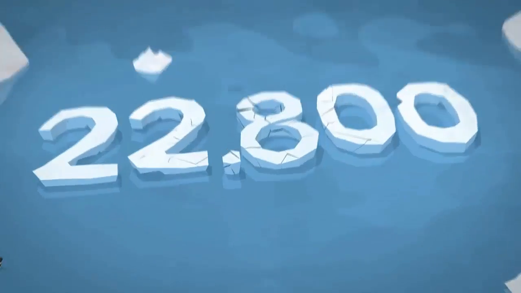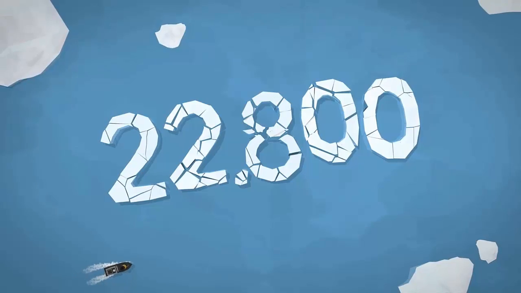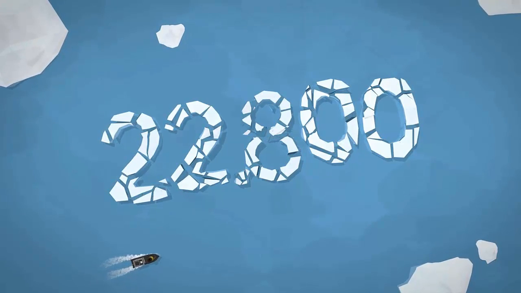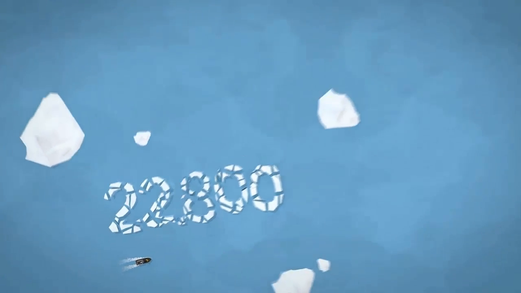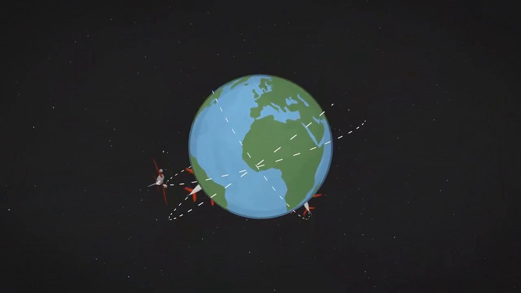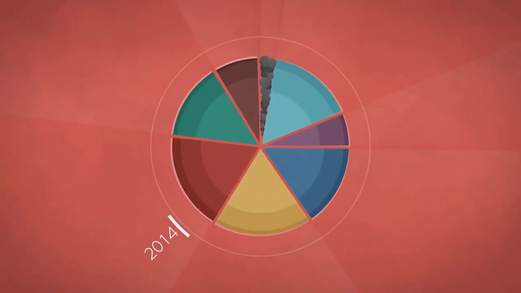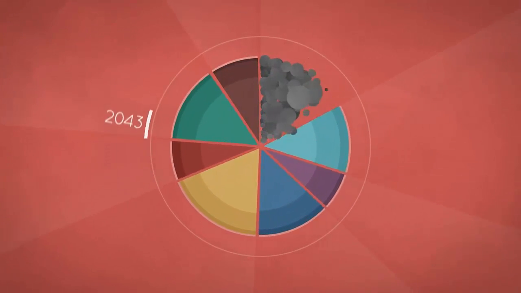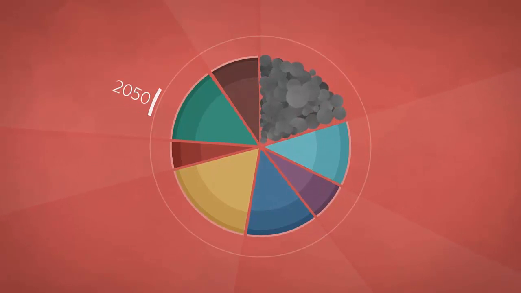They can be up to 22,800 times more harmful than CO2. Today, they already contribute as much to climate change as worldwide air traffic. And if we continue to use them, by 2050, up to 20% of all greenhouse gas emissions will derive from F-gases.